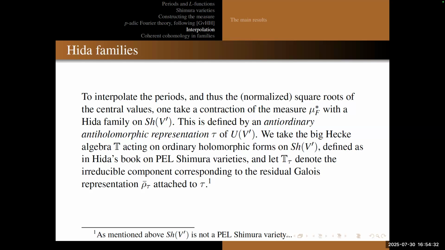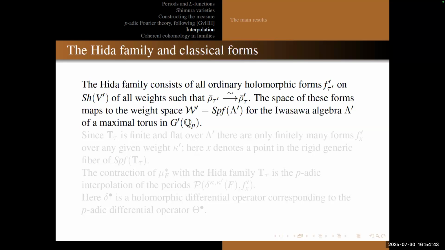I remind you that there was an (n-1)-dimensional Galois representation. We reduce it mod p, and we complete the Hecke algebra at the corresponding maximal ideal. All right, so the Hida family consists of all ordinary holomorphic forms, except in this anti-holomorphic realization, with the property that the corresponding Galois representations are congruent to the one of interest. And this maps to the weight space for the Iwasawa algebra, and Hida theory tells you that this is a finite flat map to the Iwasawa algebra of the maximal torus in this subgroup.